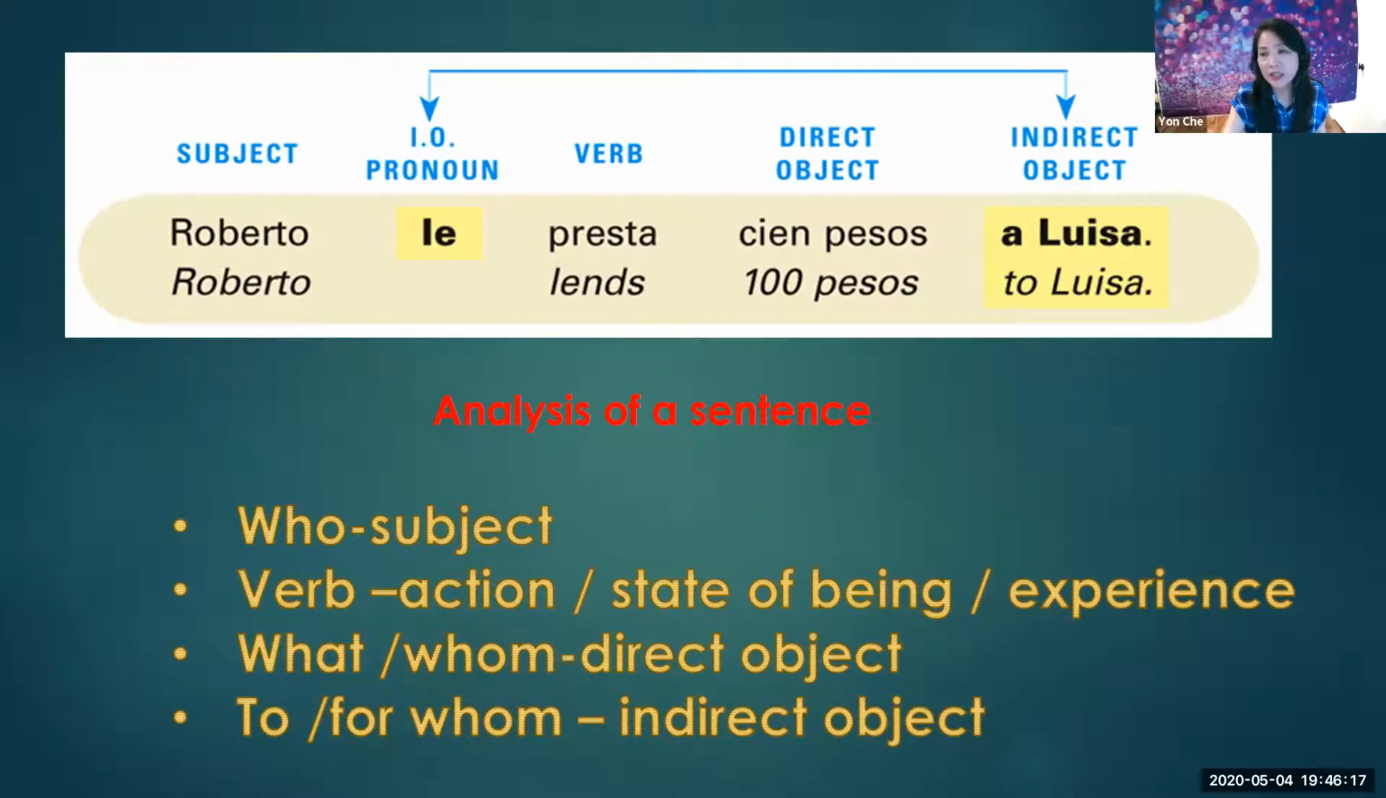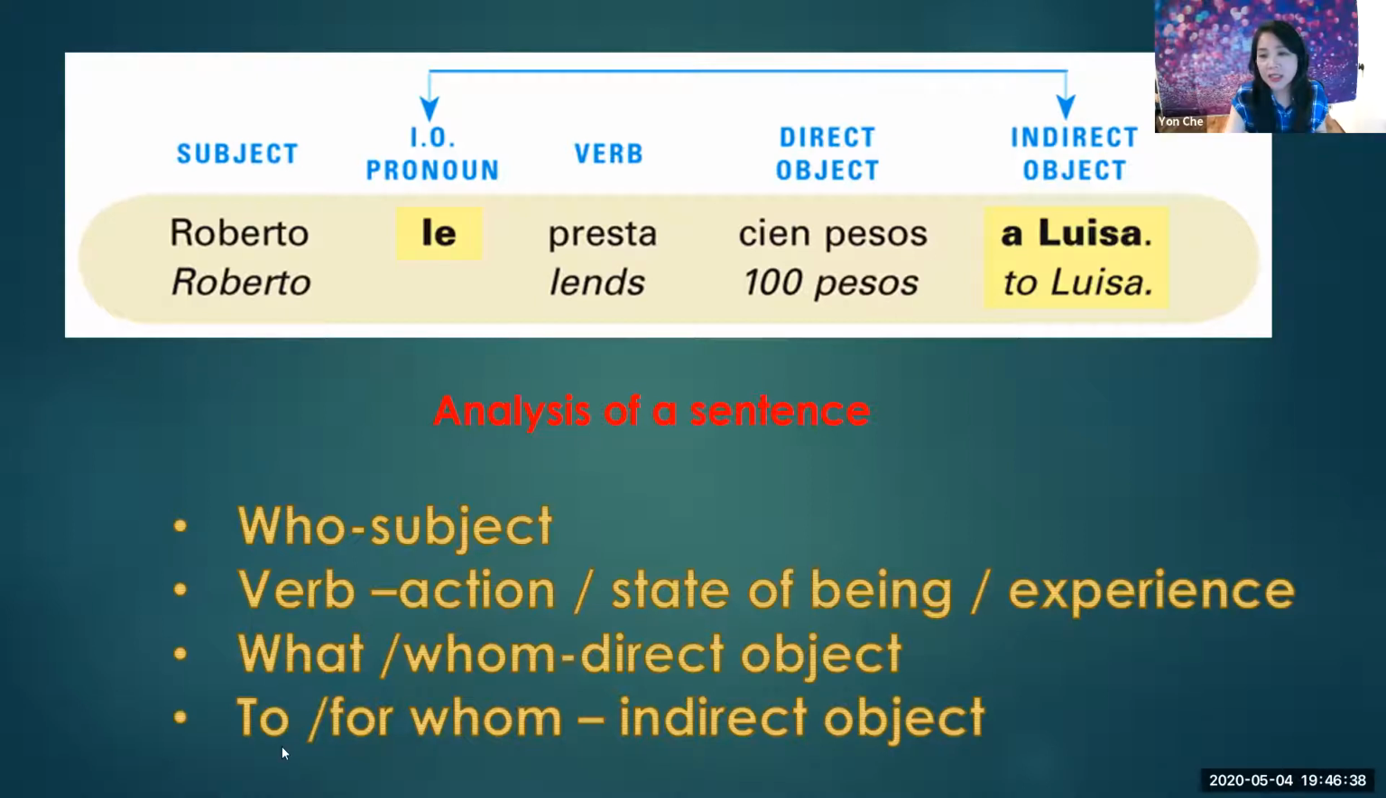What does he lend? The money, 100 pesos, right? So since 100 pesos is the answer to the question, the what, it is the direct object. And what is the indirect object? What is an indirect object? In this sentence, Luisa is the indirect object.